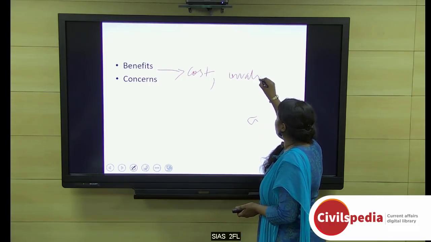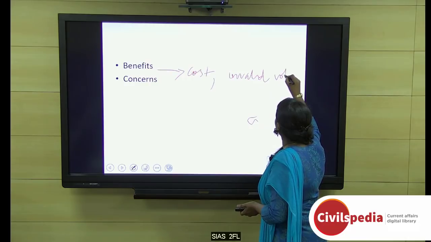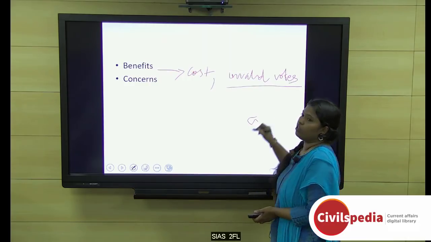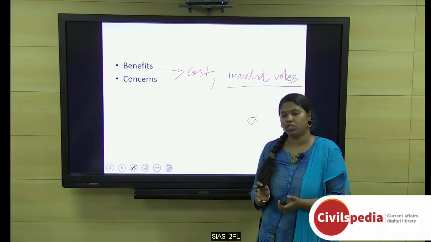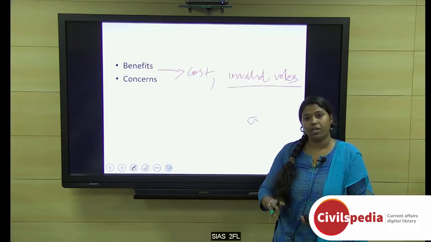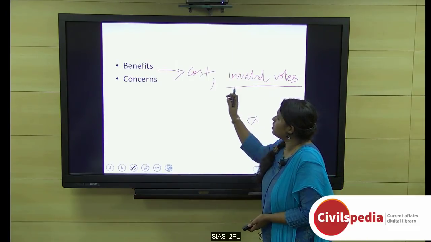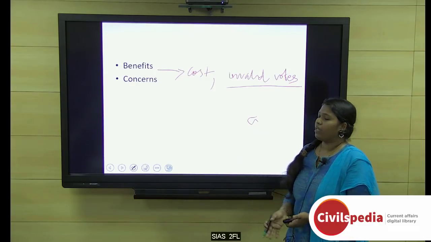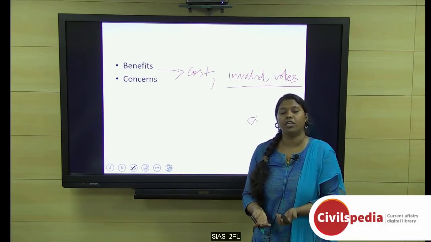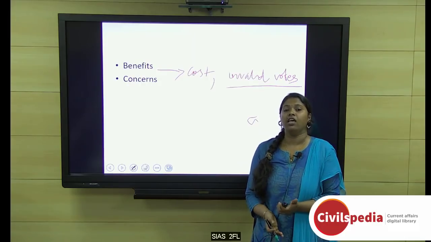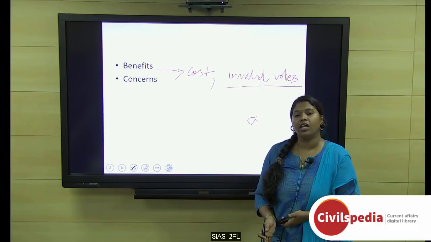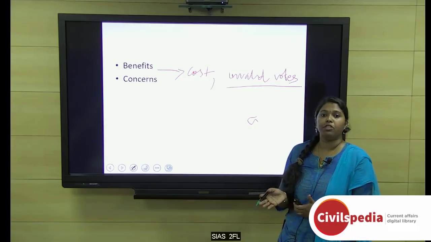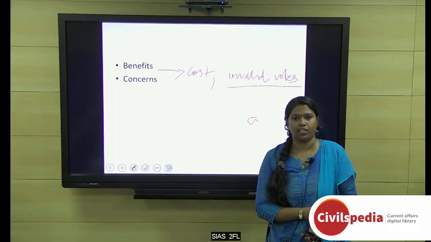Problem of invalid votes have been addressed, and also the problem of bogus votes because it ensures one vote per person. So these are some of the benefits of electronic voting machine. Though there are so many benefits, time and again political parties have been raising concern that the voting machines can be tampered and their votes can be changed to some other parties.